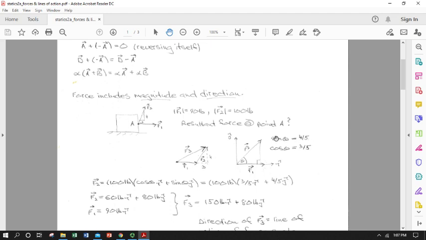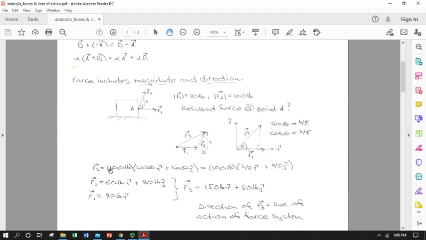And so that resolves vector F2 into i hat and j hat directions. F1, of course, is all in the i hat or x direction. So it's 90 pounds all in the x direction. And so F2 is going to be split by these ratios in the x and y. So here we can write this out.